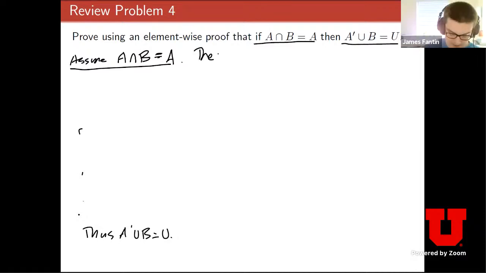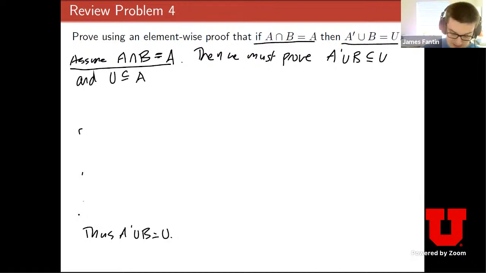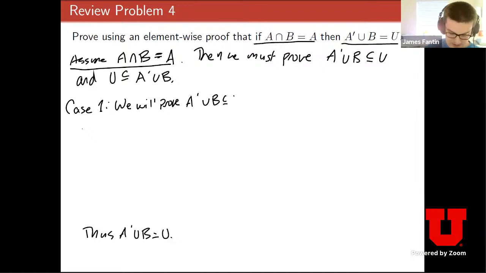So, like you described for proving that two sets are equal, we have two cases. We need to prove A complement union B is a subset of the universal set, and the universal set is a subset of A complement union B. If we can prove those two statements, then we can prove that A complement union B is the universal set. So let's take a look at this first case. Case 1: let's prove that A complement union B is a subset of the universal set.